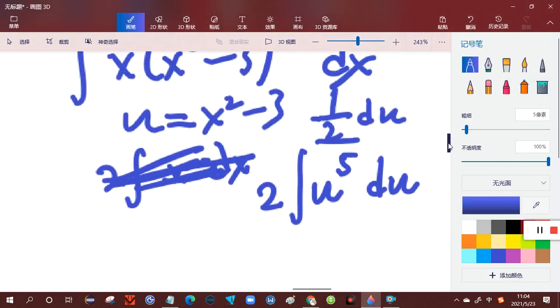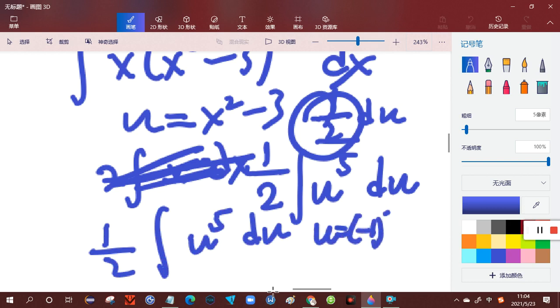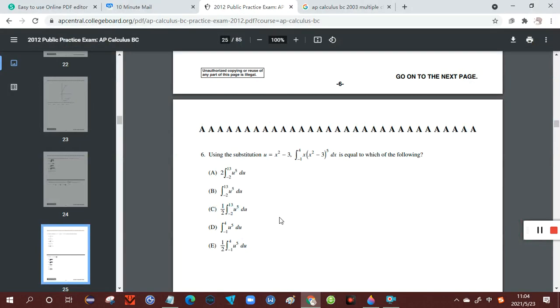So you should know that the final result is equal to 1 over 2 times the integral of u to the 5. Never mind, I think I might have made a mistake here. Then we need to discuss the upper bound and the lower bound. The lower bound for u is equal to negative 2 minus 3, which is equal to negative 2. And the upper bound is equal to 4 minus 3. Therefore, the final answer is going to be this, which is C here.